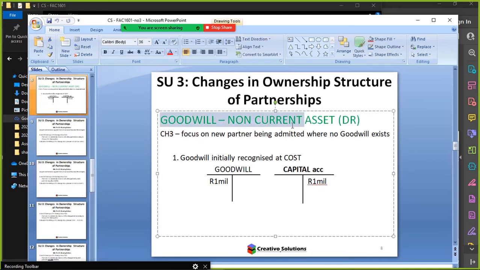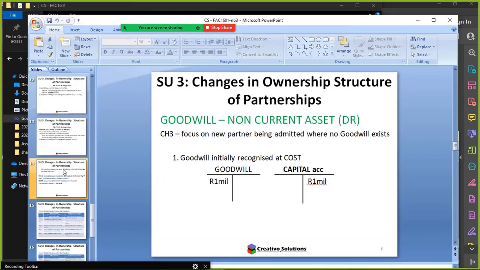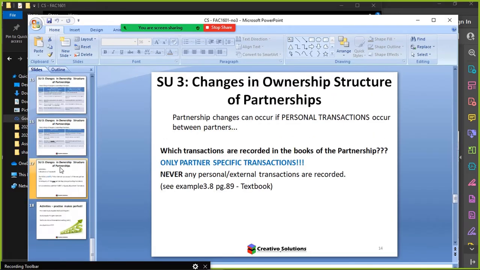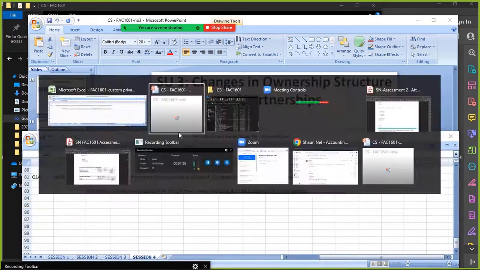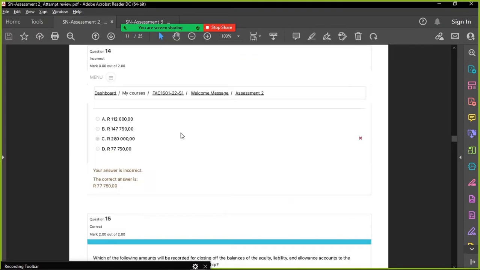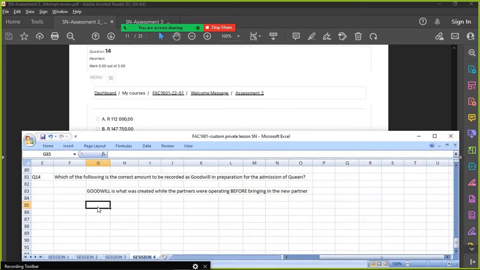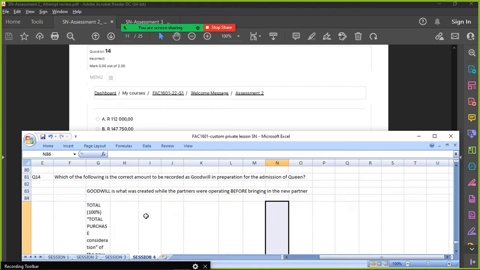Okay, so goodwill is a non-current asset. Goodwill is basically something that is created when a new partner is entering the business, and the calculation is here. Goodwill calculation: the total purchase consideration, less total equity of the new partnership. Because think about it, when someone pays for a portion of the business, they're paying to get in. Obviously the business is doing well. That's why someone else wants to get in. The business is going to have a new partner. Let me just copy paste that formula.